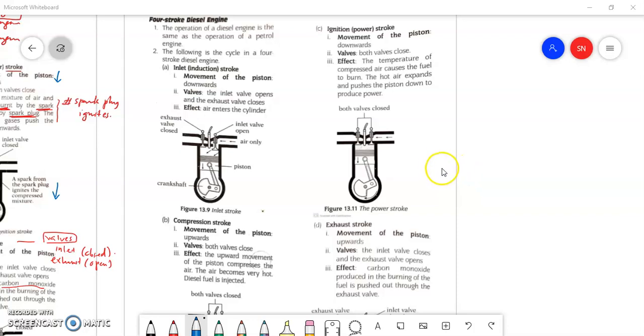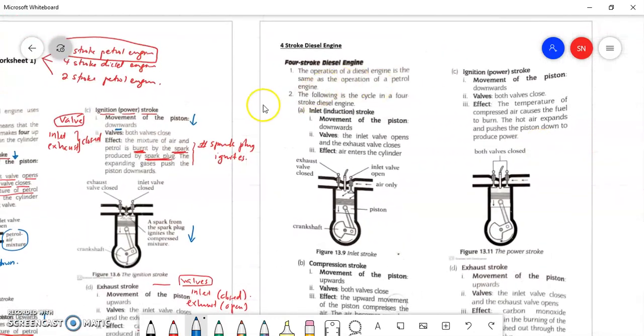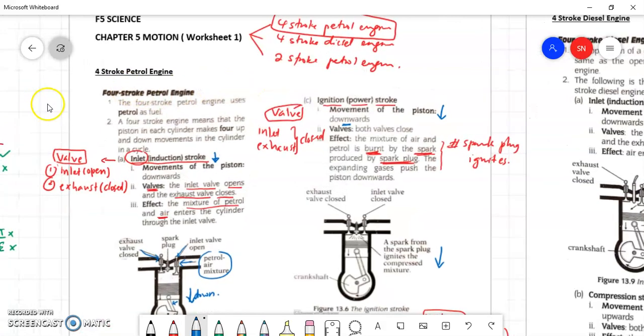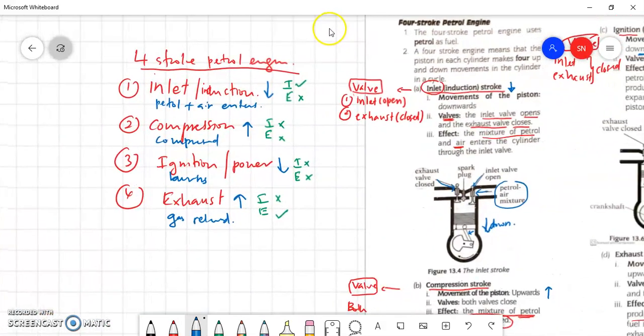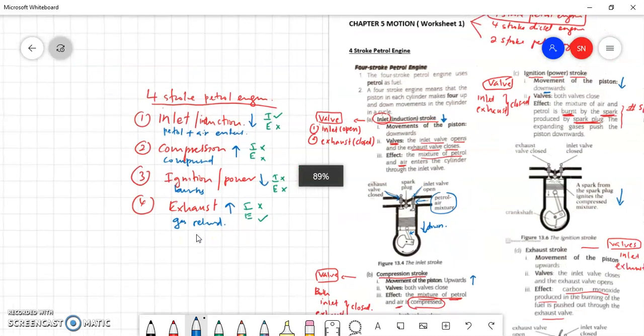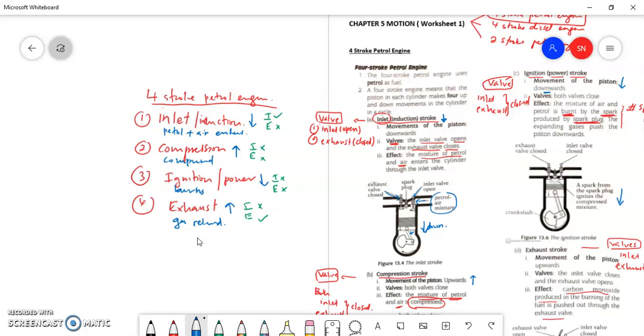Okay, so for this second video, I'm going to talk about the four-stroke diesel engine. Before I go into it, just a quick recap on the first video. We covered the four-stroke petrol engine. There's one thing I want to highlight here. This is the four-stroke petrol engine, which I told you to remember the arrangement: inlet stroke, followed by compression, ignition or power, exhaust.